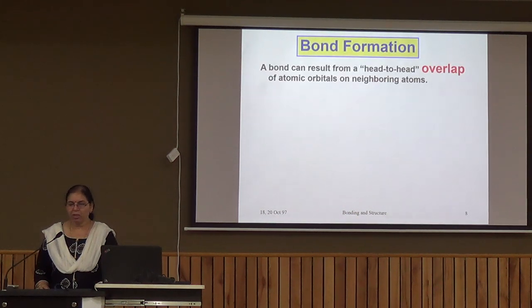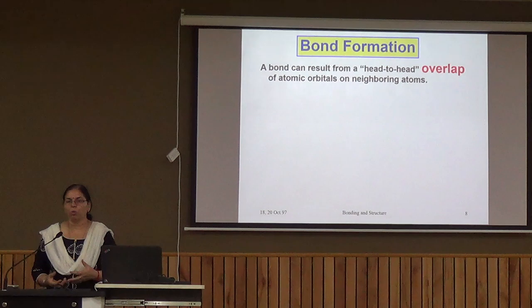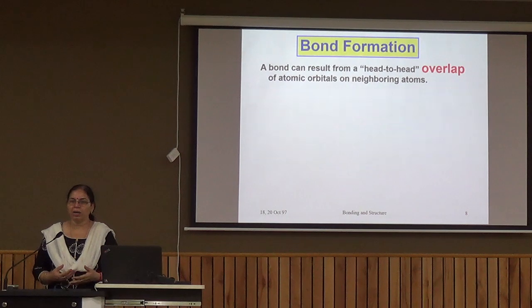Now bond formation. In this there is a head-to-head overlapping between the atomic orbitals of neighboring atoms. That is why the bond is formed. You can ask why atomic orbitals, or how the bond is formed. We can explain this with the help of atomic orbitals. When atomic orbitals of two different atoms overlap one over the other, then a bond is formed, and that type of bond is known as a sigma bond. In this, head-to-head overlapping will take place.